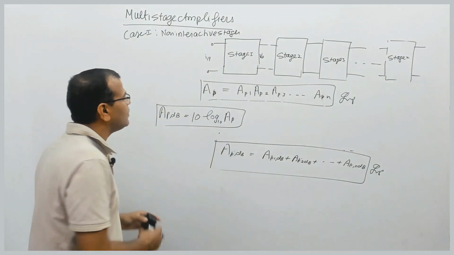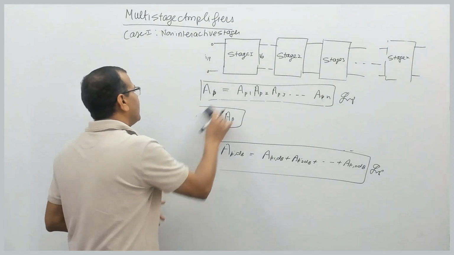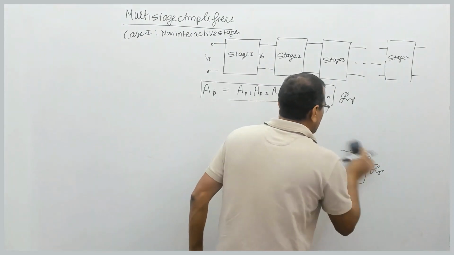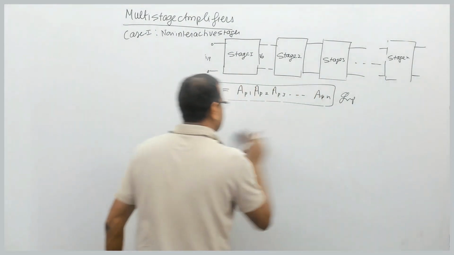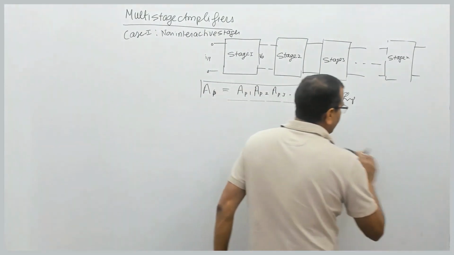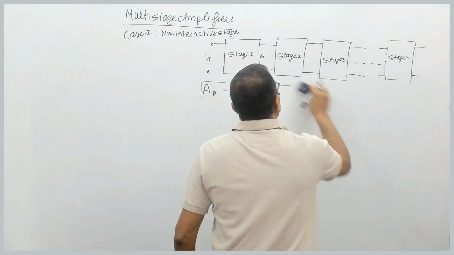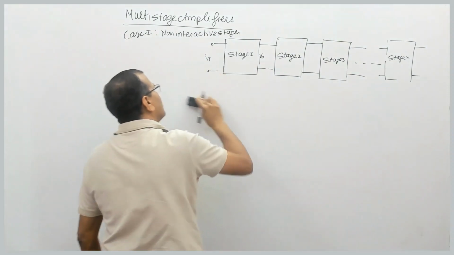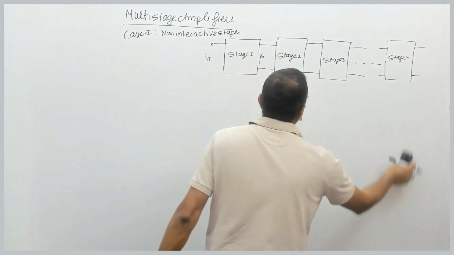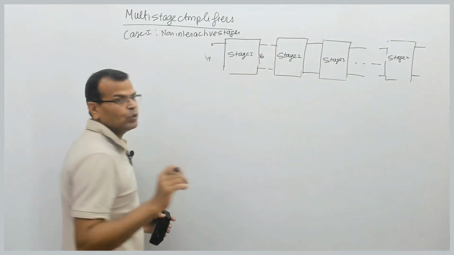Fine. So this is the voltage and current gain of non-interactive stages. So I can have n number of non-interactive stages where the overall gain will be the product of gains due to individual stages. Fine. This was case 1.